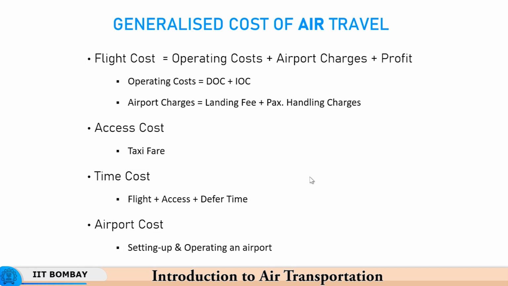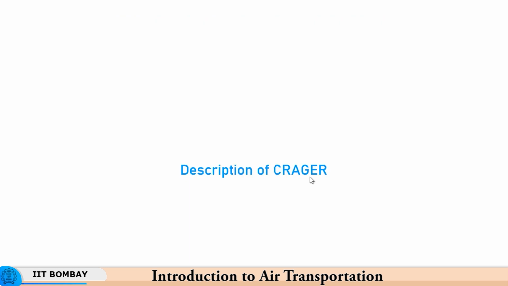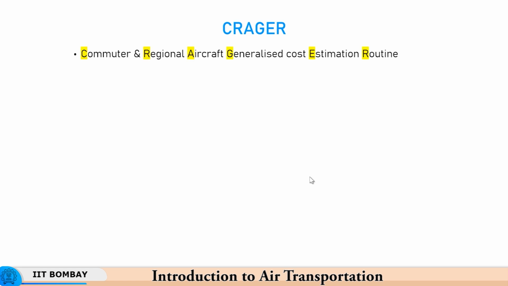In case of short haul air travel, each of these components could become a bottleneck. We do not know which one. It is not that just the flight cost is the highest, sometimes the time cost because of deferred time can be a big problem. So, to handle all these complications and the features of commuter and regional aircraft, a routine was developed to estimate the generalized cost, which is called CRAGER. CRAGER stands for Commuter and Regional Aircraft Generalized Cost Estimation Routine.